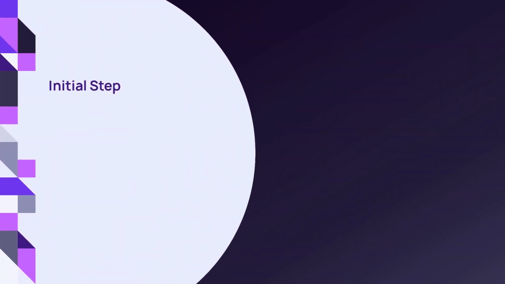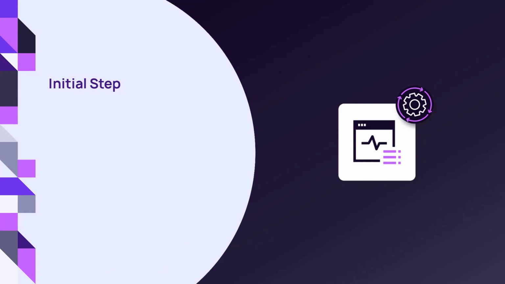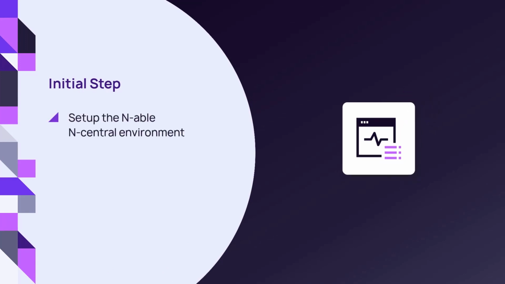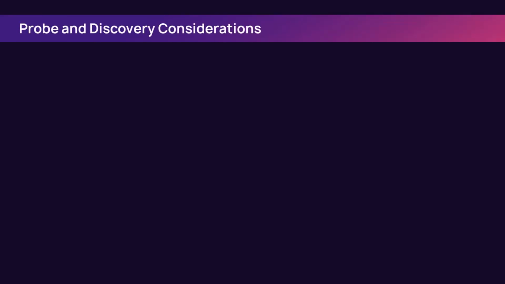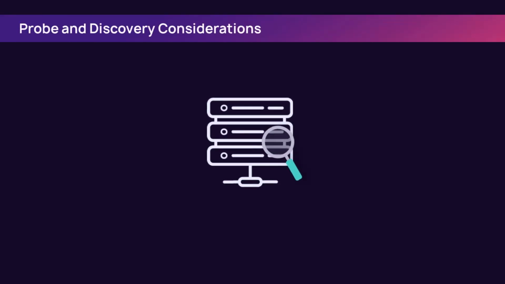The initial step in network management with Enable N-central is to set up the environment, then install a probe that deploys agents to devices in the customer's environment. Identify and import devices from your customer's environment using an Enable N-central probe and discovery job.